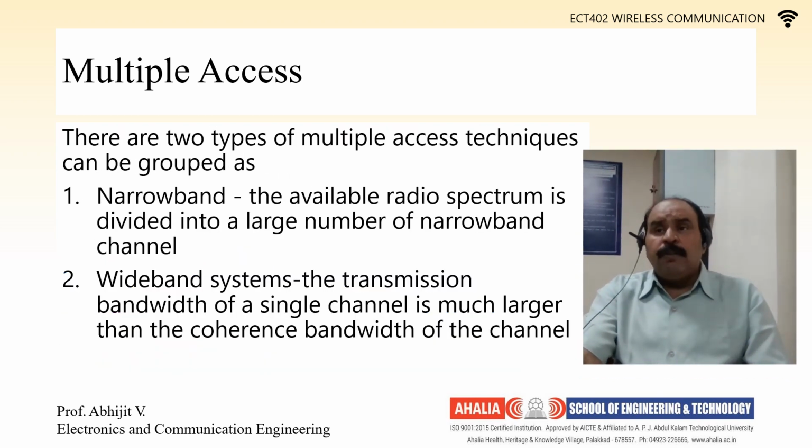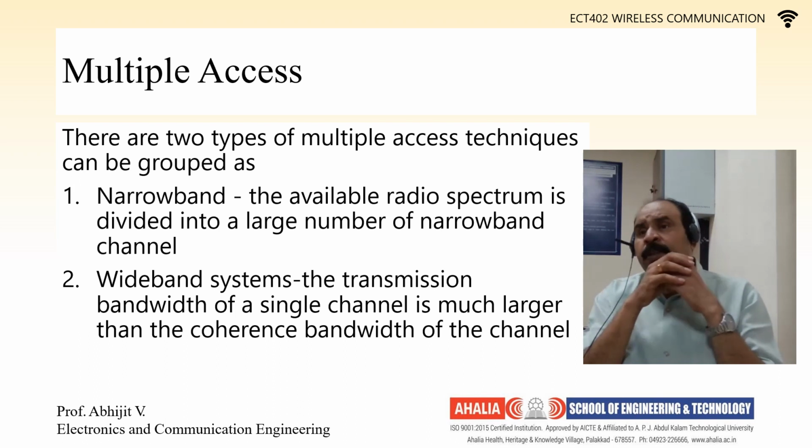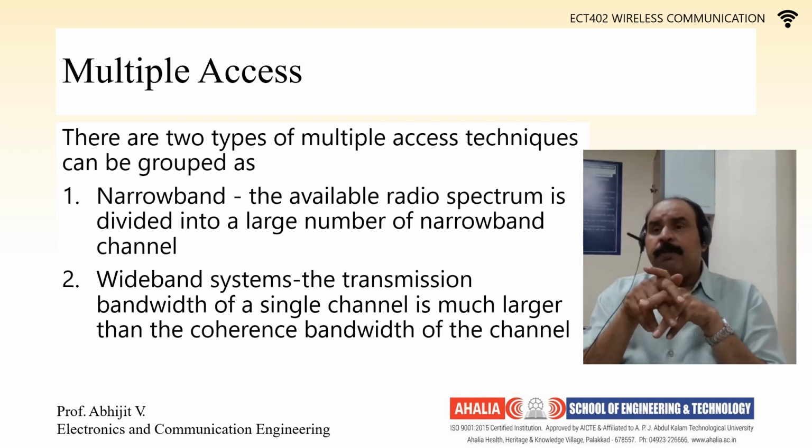There are two types of multiple access technologies based upon the band. If it is divided into narrow bands, we call it narrowband multiple access, and if the bandwidth is larger than the coherence bandwidth of the channel, when frequency selective fading occurs, we call it a wideband system. So we have two types of multiple access systems. One is narrowband and the other one is wideband.